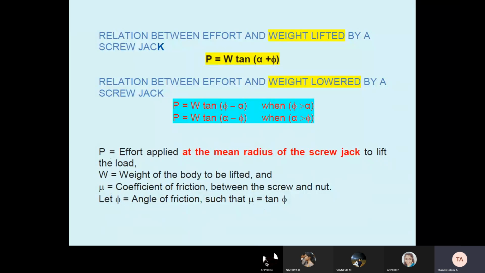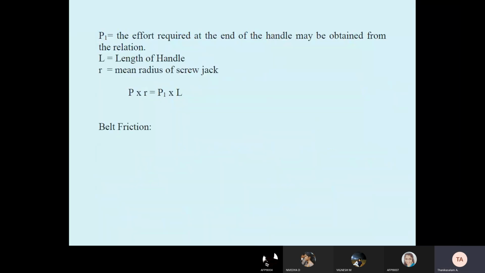So here P is the effort applied at the mean radius. Now the effort is applied at the end of the lever. Therefore, you have to use this relation: P into r equal to P1 into L. P equal to the effort applied at the mean radius of the screw jack, the screw or thread. r equal to the mean radius of the screw jack. P1 is the effort applied at the end of the lever. L means length of the lever or handle.